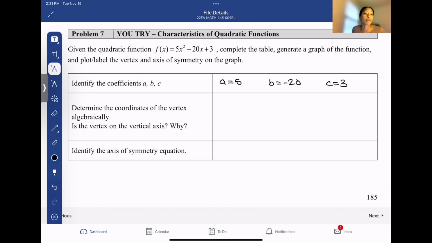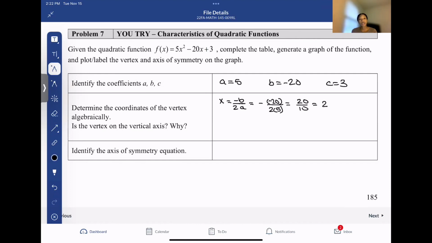From here, determine the coordinates of the vertex. This is where we get to use our new formula. The x-coordinate of the vertex is negative b over 2a. What is that in this case? B is negative 20, so we get negative negative 20 over 2 times a, which is 5. And then we simplify this. The negatives give us a positive 20 over 10, and 20 divided by 10 is 2.